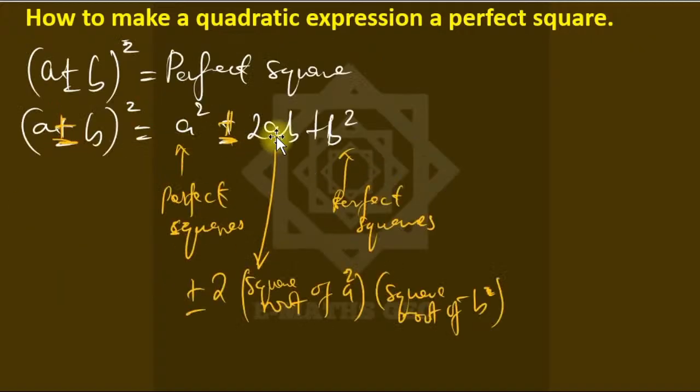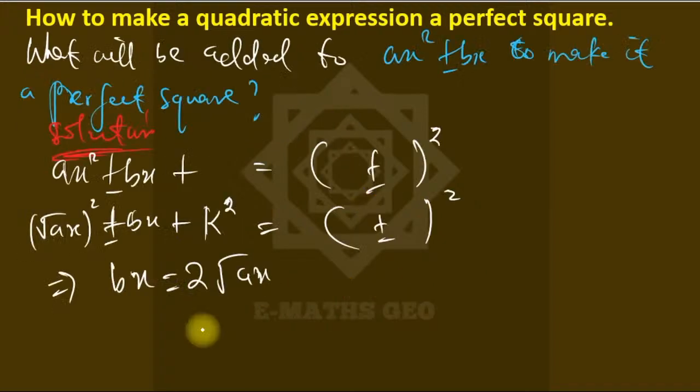So what is here? The square root of a squared is a, and b is the other thing that is carrying the square. So now the middle term must be 2 times this one and this k. The middle term is bx. With that, we'll form an equation and solve for the unknown, which is k. Once we get k, we square it. That's the answer.